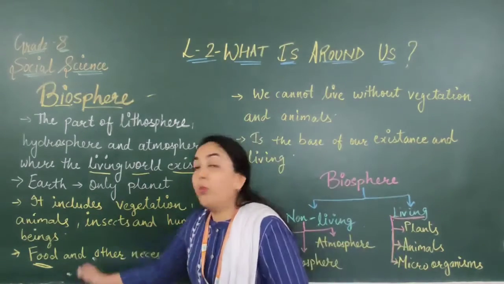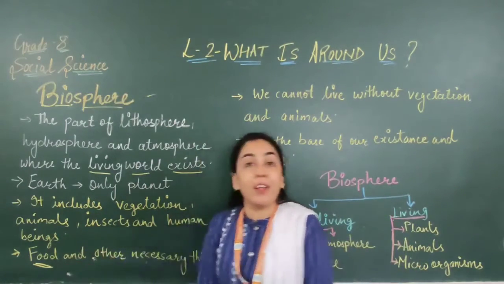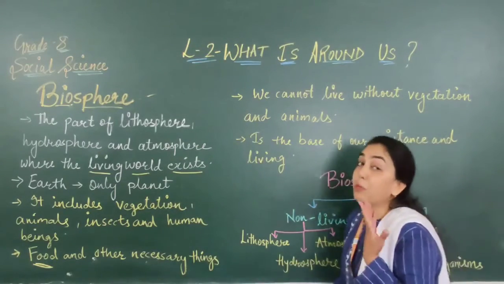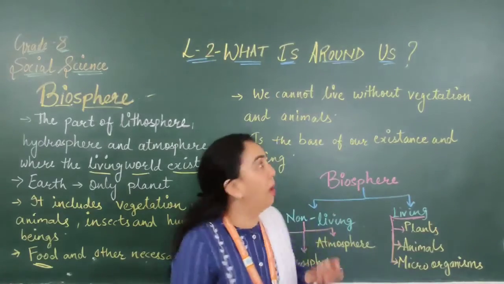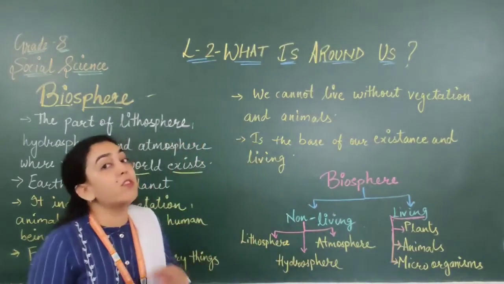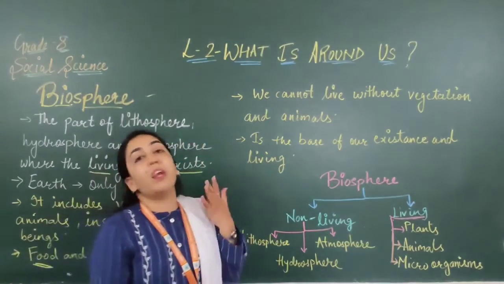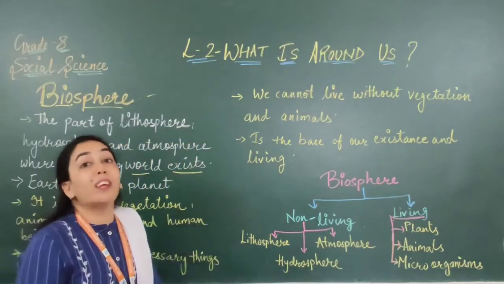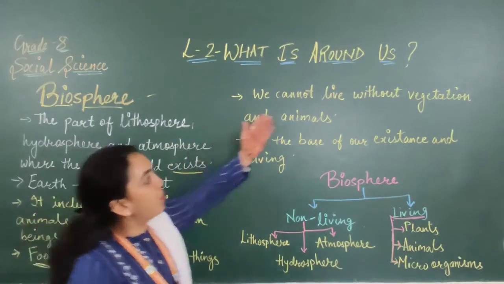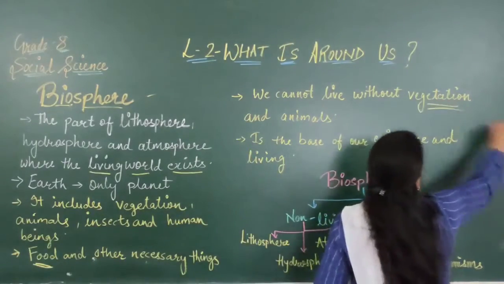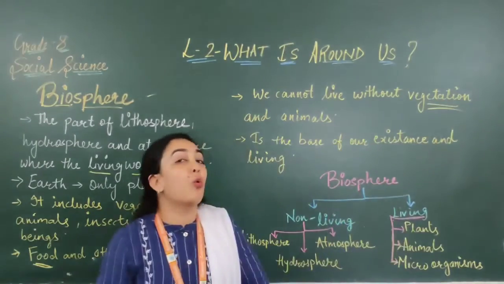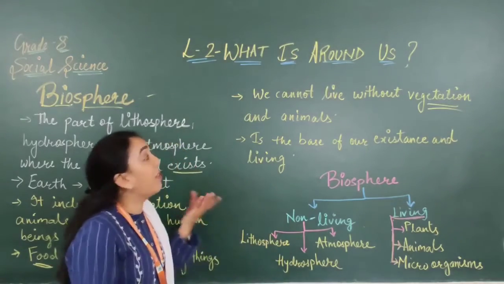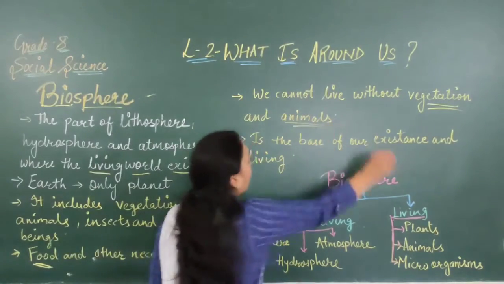That is why the biosphere is there, and food is very important, and other necessary things, जो चीजें हमें चाहिए वो सारी हमें biosphere में से ही मिलती हैं. Biosphere, if it is not there, we can say that we cannot survive, we cannot live, means we cannot live without vegetation. If there is no vegetation, means if there is no farming, crops grow नहीं हो रही, then we cannot survive, we cannot live. And also animals.